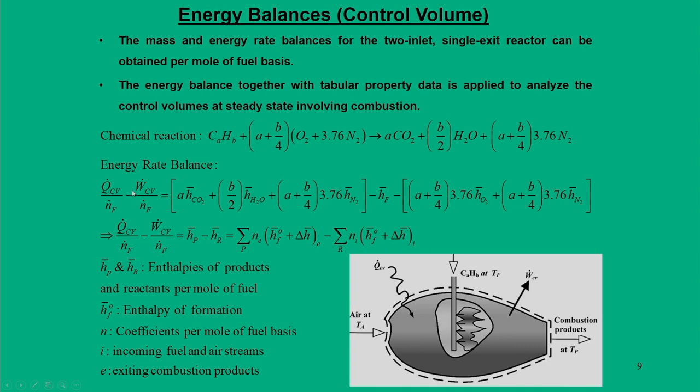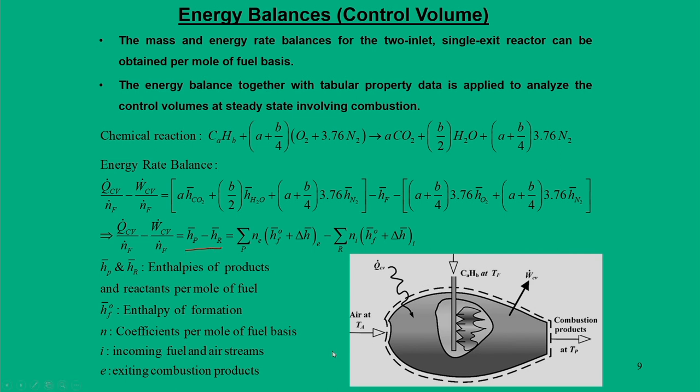All this is with reference to the fuel. So, we can write Q dot CV by N dot F minus W dot CV by N dot F. If you do this, we have basically three streams, of which two are entering the system and one is leaving the system. The entering medium is air, which is modeled with oxygen and nitrogen with their appropriate compositions and stoichiometric coefficients. The products which are formed are CO2, H2O and N2. Through this process we can write the enthalpy of reactants and products as Q dot CV by N dot F minus W dot CV by N dot F is Hp bar minus Hr bar.